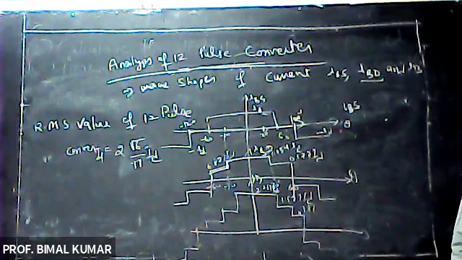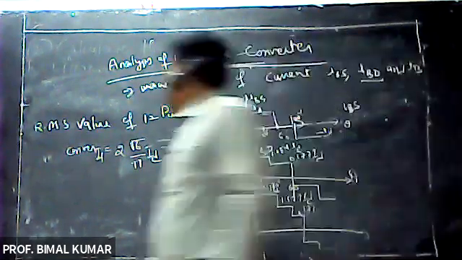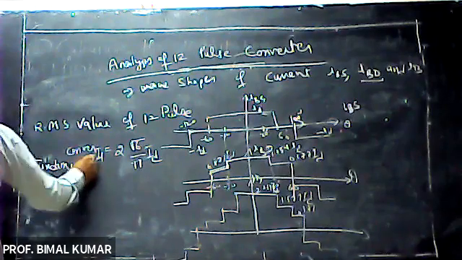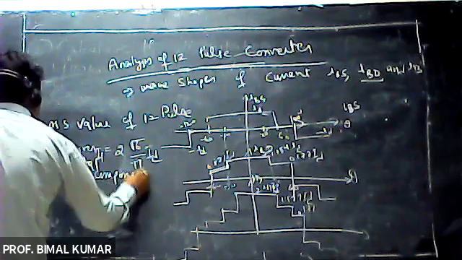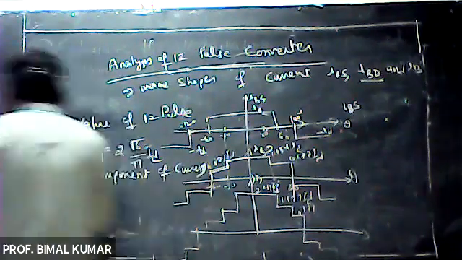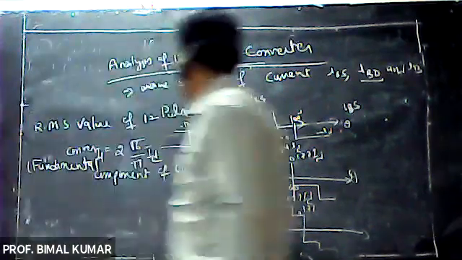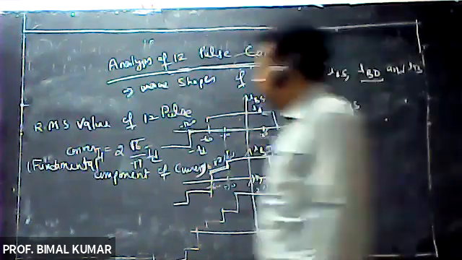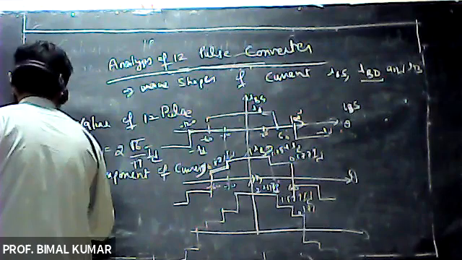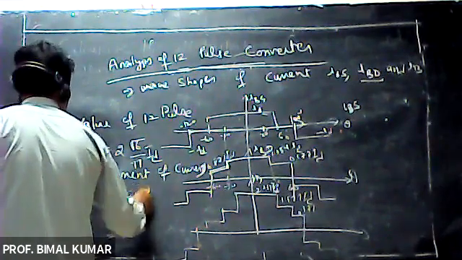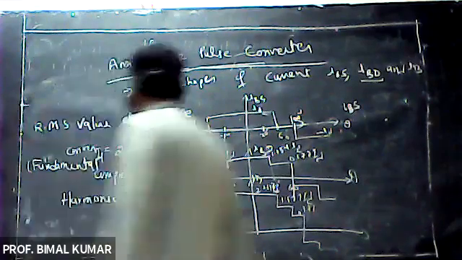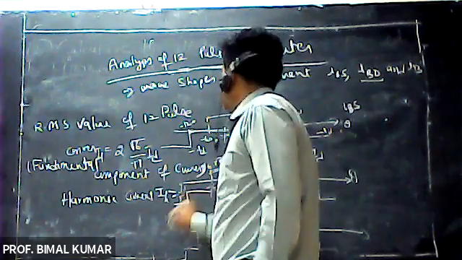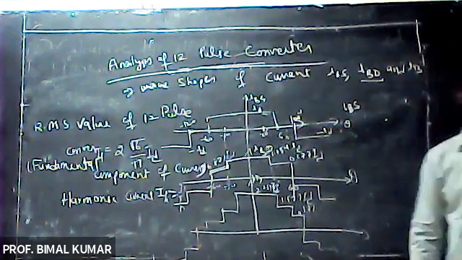And harmonic current IH. This is the fundamental component of the current, that is given by I1 is equal to 2 under root 6 by pi ID, whereas if we are talking about harmonic current IH, harmonic current IH is given by I1 by H, where I1 is equal to 2 under root 6 by pi ID, right?